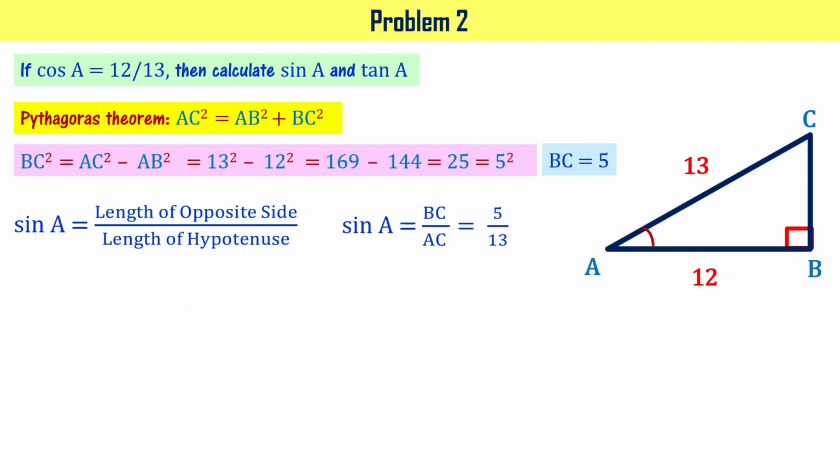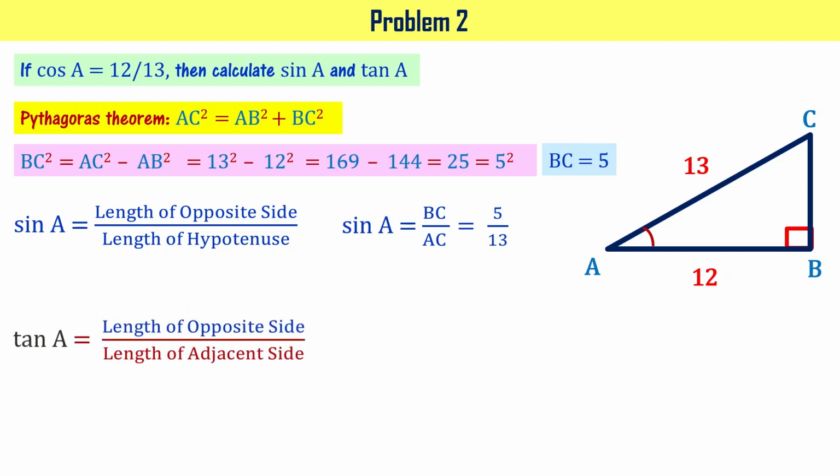And we have to get tan A. Tan A can be written as sin A by cos A also. Or otherwise you can write tan A equal to length of opposite side by length of adjacent side. That is going to be BC by AB, that is 5 by 12, right? So this is what we are asked to find. Please take a note of that.